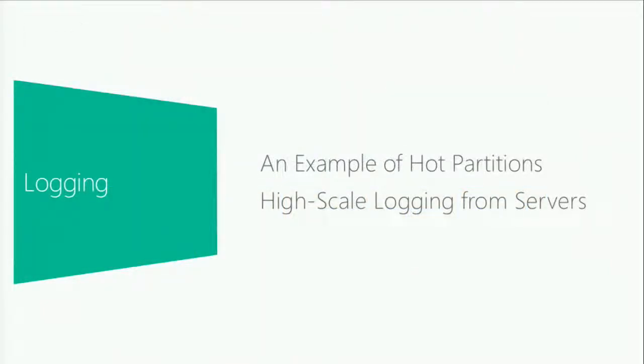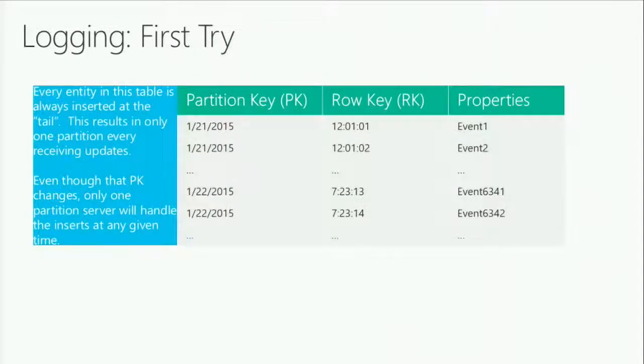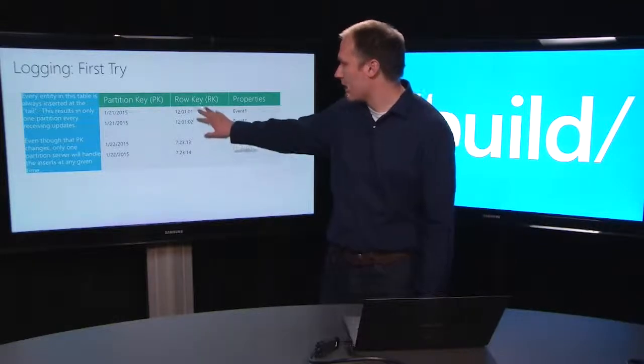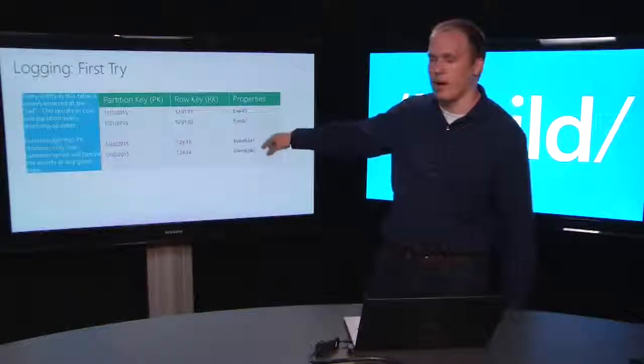So an example of hot partitions we see is logging. So let's look at that. When you're logging from multiple servers, something people would do all the time is use a partition key that's just the day's date. It feels natural. It was my first try when I did logging, to just put in today's date as the partition key. The timestamp ends up being the row key and then some properties.